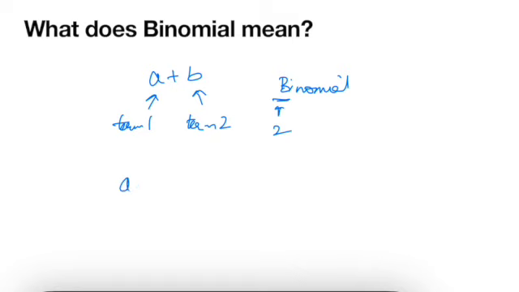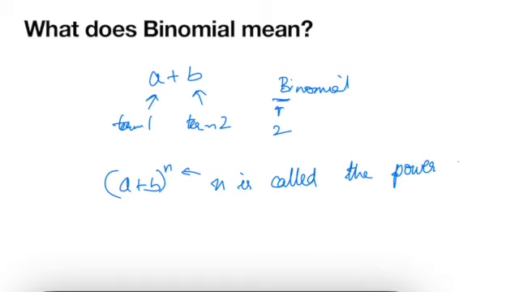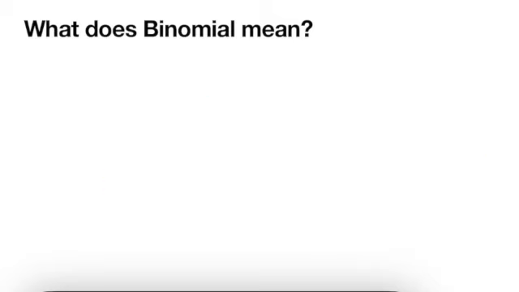And if you have anything like a plus b to the power n, it is called the power of a binomial.